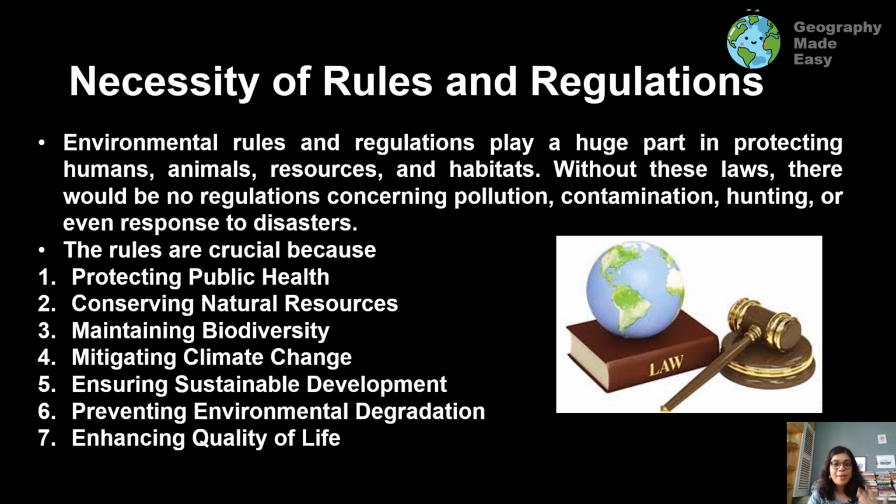So, what are the benefits of these rules and regulations? They help in protection of public health because they look into pollution matters. They help in conserving natural resources. They help maintain biodiversity. They help in mitigating climate change and looking into global warming. They ensure that we practice sustainable development. They prevent environmental degradation and they enhance quality of life. All of that which we have discussed in the previous videos, we can achieve with the help of the policies, the governmental interventions which are there in the form of rules and regulations.